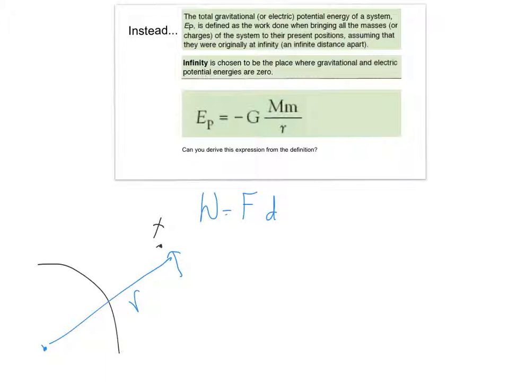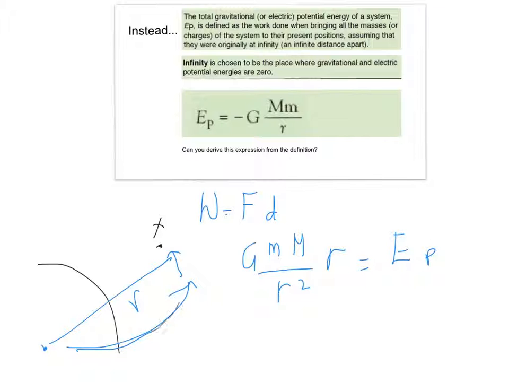Now, what is the force? G m over r squared. And what is the distance that we have moved it? That's times r. Now that work is equal to the potential energy because it's work done against the field and equivalent energy given to the object in the field. Now these r's cancel out and we end up with this relationship.